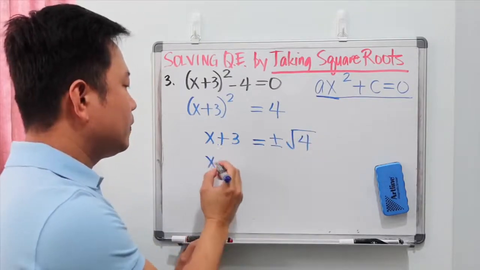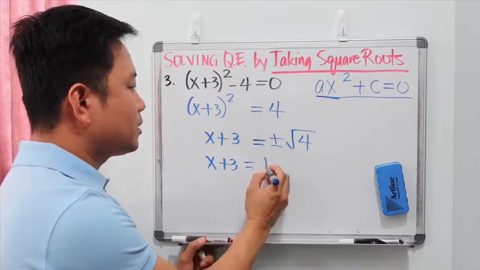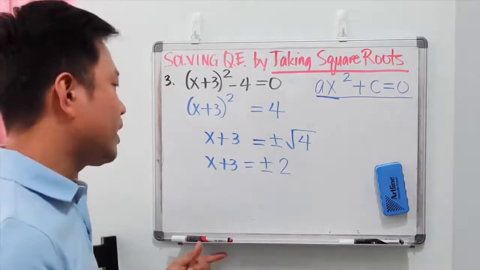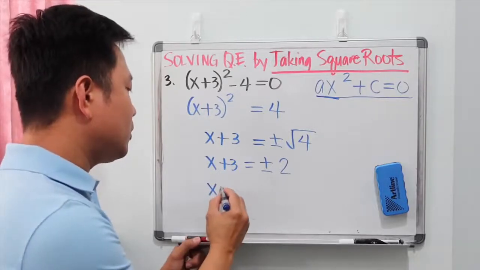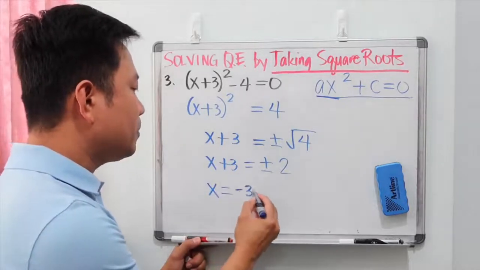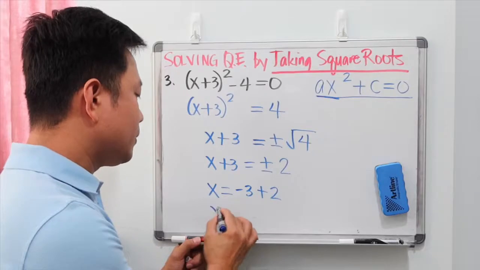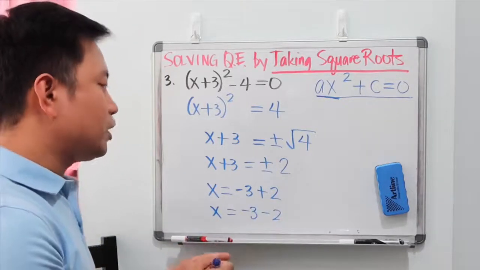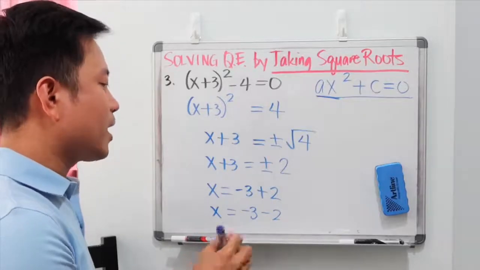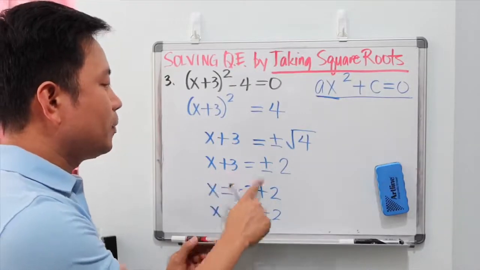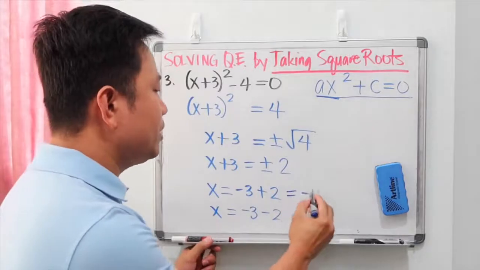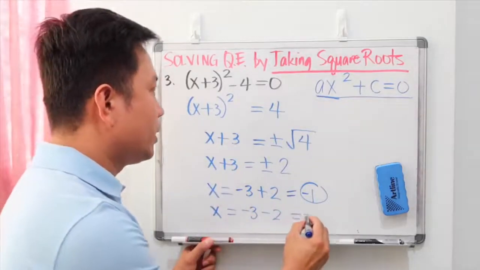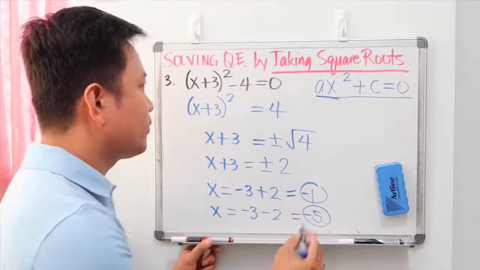And that can be simplified as plus or minus 2. So here we're going to get two values of x. One value of x is equal to negative 3 plus 2, and the other one is negative 3 minus 2, because this means we need to subtract 3 from both sides. So again, negative 3 plus 2, which is negative 1. And the other one is negative 3 minus 2, and that gives us negative 5.